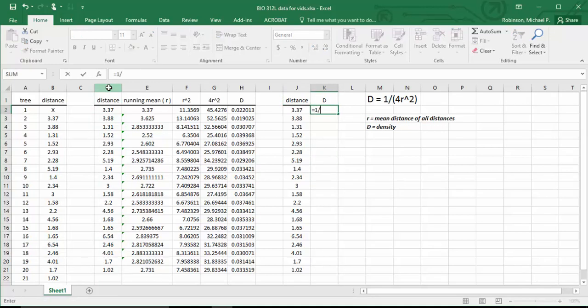Equals 1 divided by, then I need to put in some parentheses, 4 times R, which is, I put this in parentheses. It's always good to use parentheses as far as I can tell. It breaks things up. The average of, and remember the running average, so let's click on that twice. And we don't want J2 to change. So I'm going to do that. This is a tip: if you're selected on a cell and you press the F4, the function 4 button, it'll stick $2 in there.